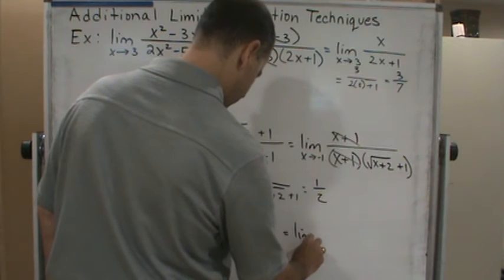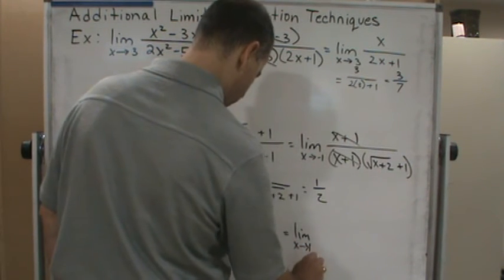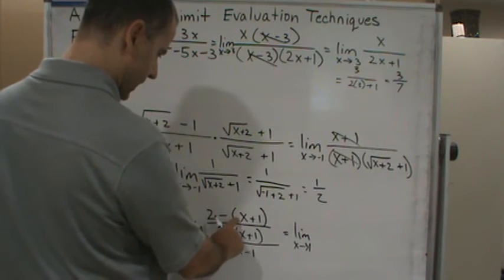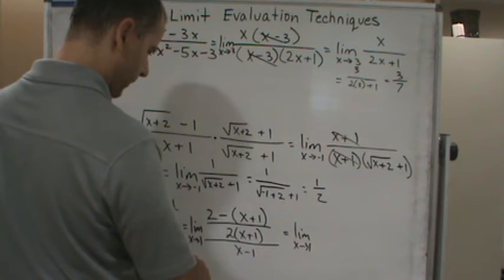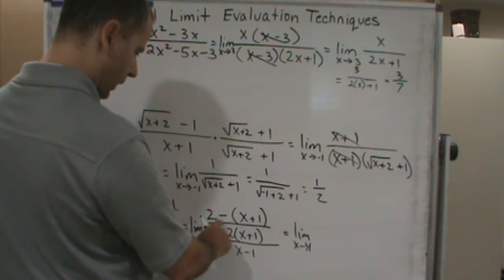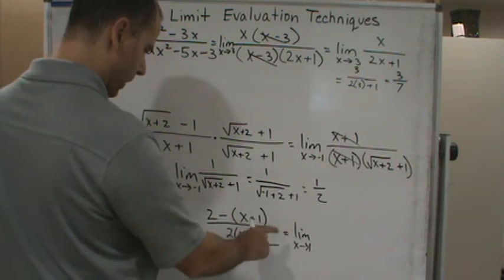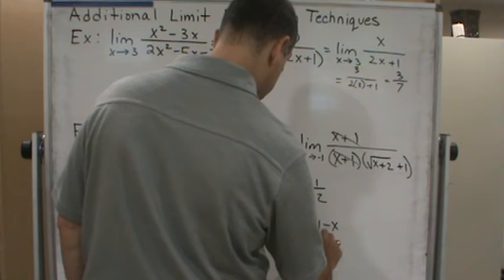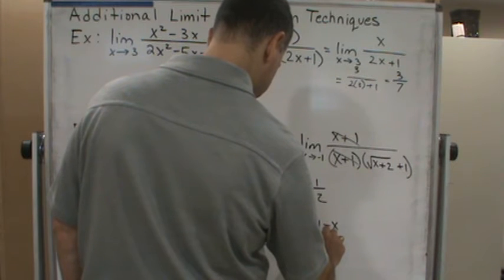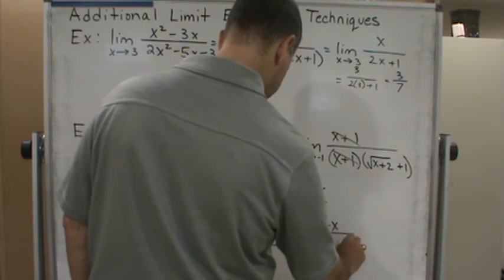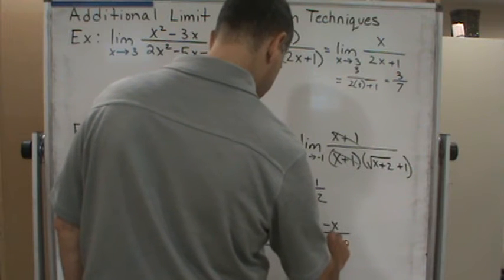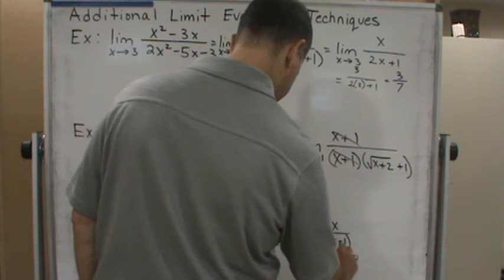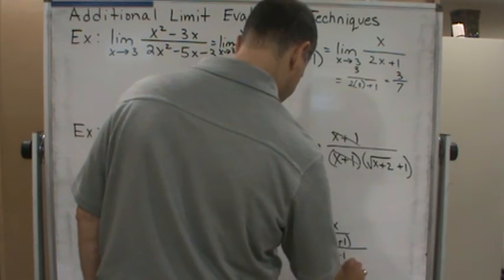So this is going to be the limit as x approaches 1. Now I'm just going to keep simplifying the top. So this is going to be minus x minus 1, which is going to become 1 minus x on the top. So it's going to be 1 minus x over 2 times x plus 1 divided by x minus 1.